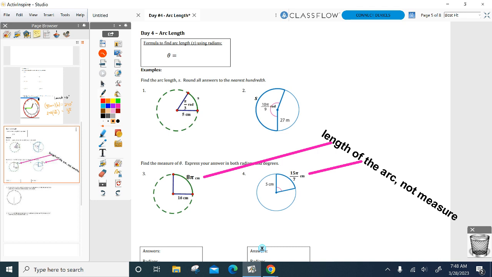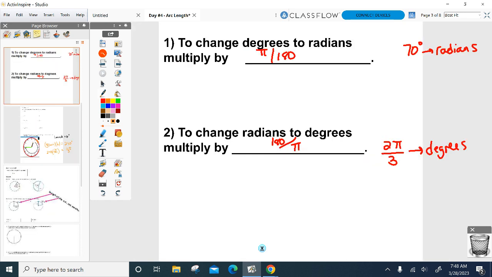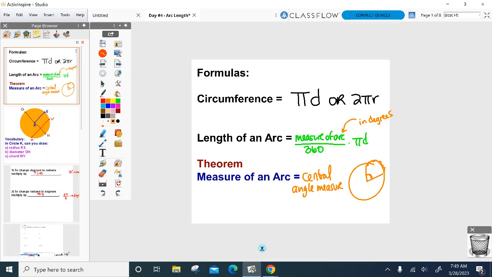Let me make it clear again. Go back. I just don't want to do slide transitions and then it pops up. There we go.